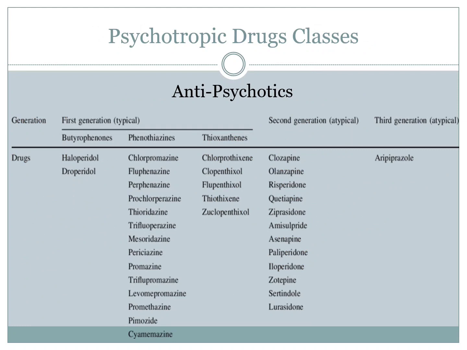This is the classification for antipsychotics. Here are the first generation, second generation, and third generation antipsychotics. First generation is divided into three: butyrophenones, phenothiazines, thioxanthines. And in the second generation, the common drugs being used are clozapine, olanzapine, risperidone, quetiapine, and lurasidone. The third generation atypical antipsychotics are aripiprazole and cariprazine. These are partial agonists of the dopamine receptors.